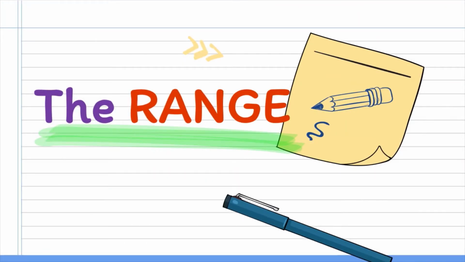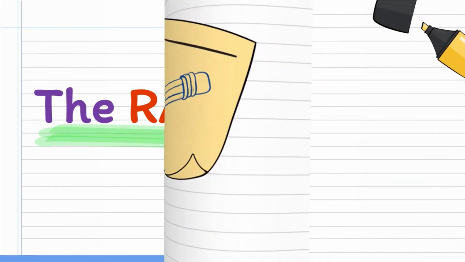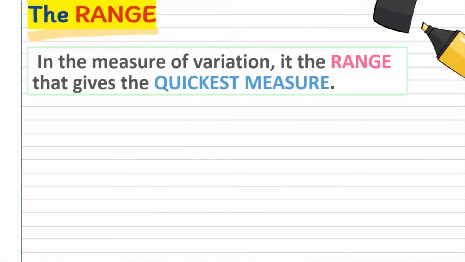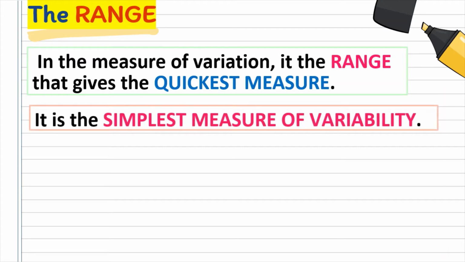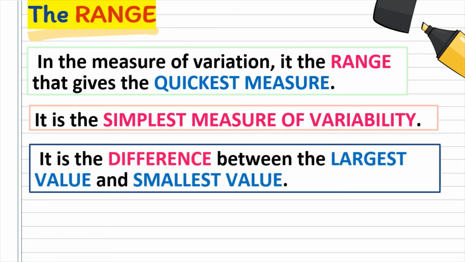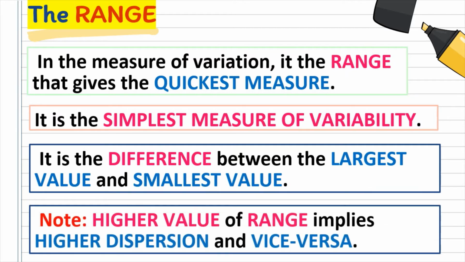So, we will discuss the range. The range is the simplest measure of variability. It is the difference between the largest value and the smallest value. Note, higher value of range implies higher dispersion and vice versa.